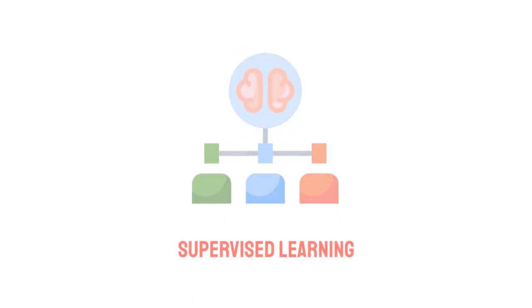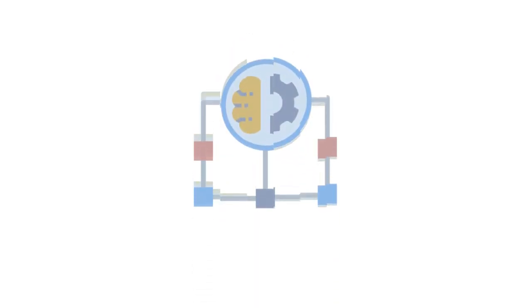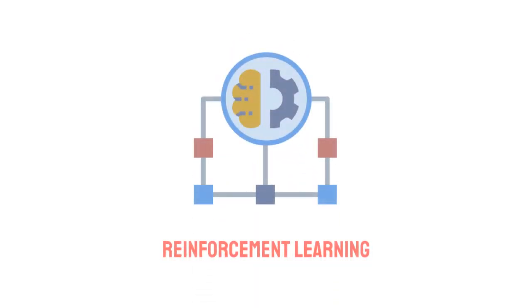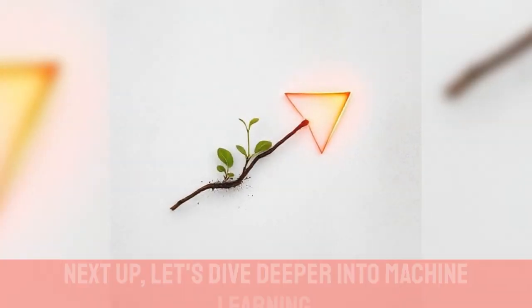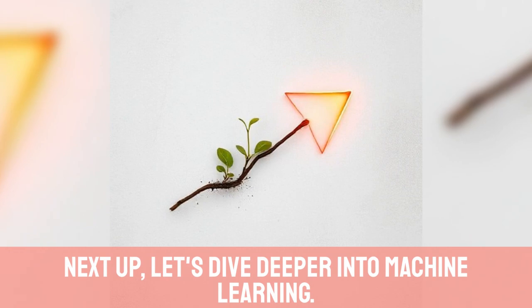data. Supervised learning, the most common type, the model learns from a labeled dataset with known answers. Unsupervised learning, the model works with unlabeled data to find hidden patterns and groupings on its own. Reinforcement learning, an agent learns through trial and error, receiving rewards and penalties to achieve a goal. Next, we'll dive deeper into how a machine learning model actually learns and is evaluated.